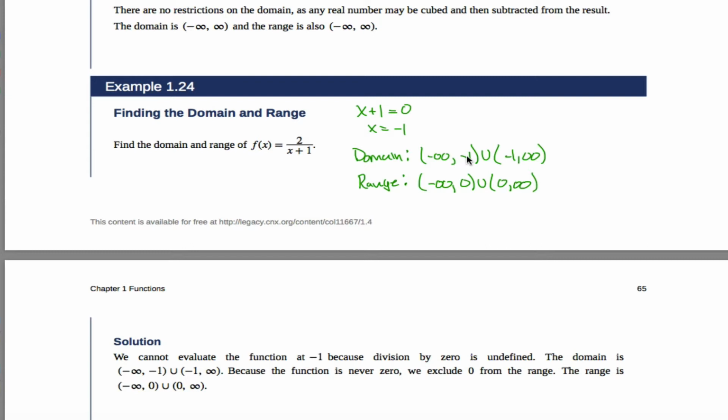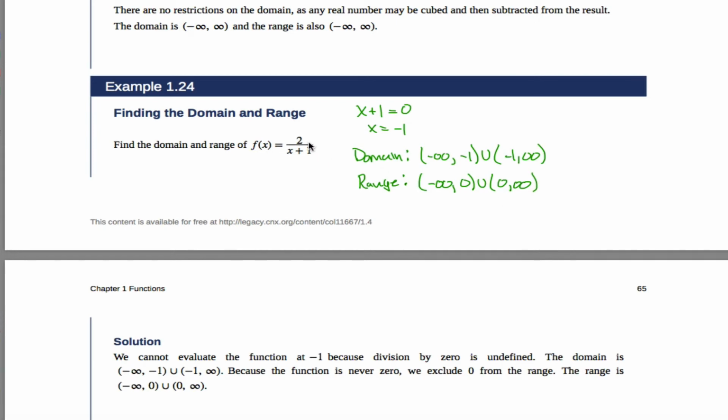Negative 1 is not in my domain, so I am never putting negative 1 into this machine, so I don't have to worry about that. But it's not equal to 0 anyways. There's no number you can divide 2 by and make the answer equal to 0. Think about it. 2 divided by 2? No, that's 1. 2 divided by negative 2? No. 2 divided by 1/2? No. There's nothing you can do. There's nothing you can divide a number like 2 by to make it equal to 0. So that's why 0 is not in here.